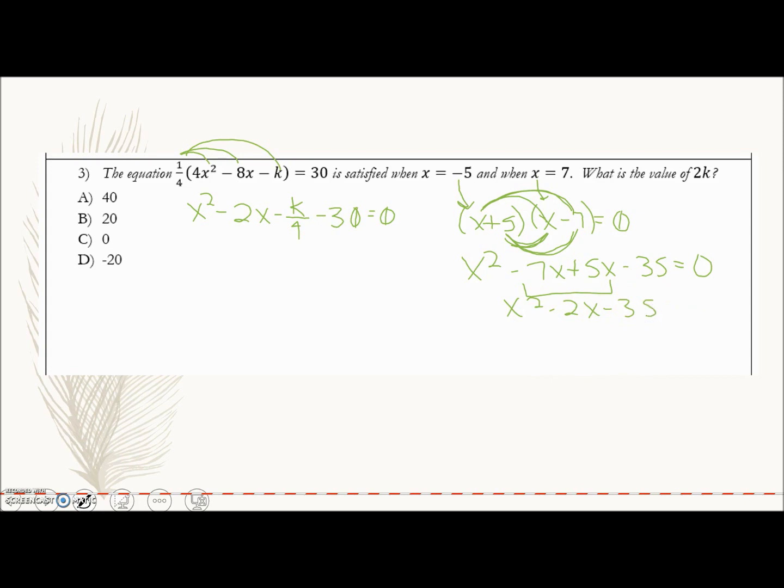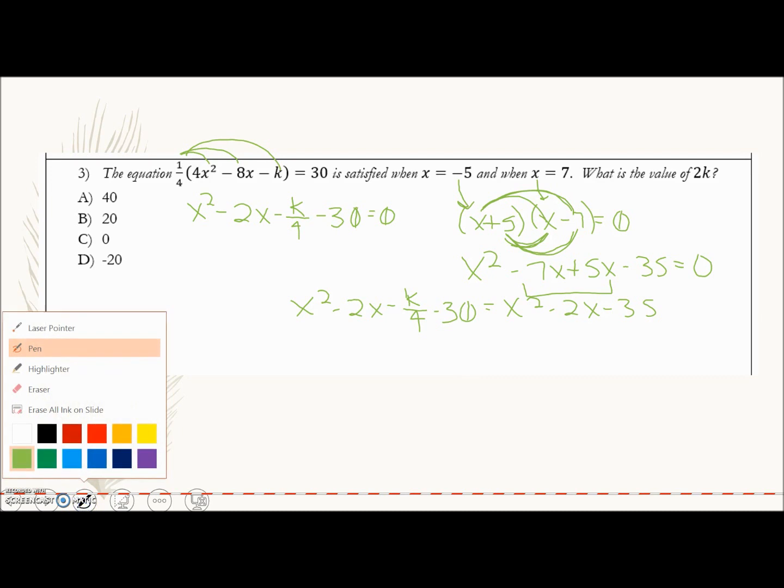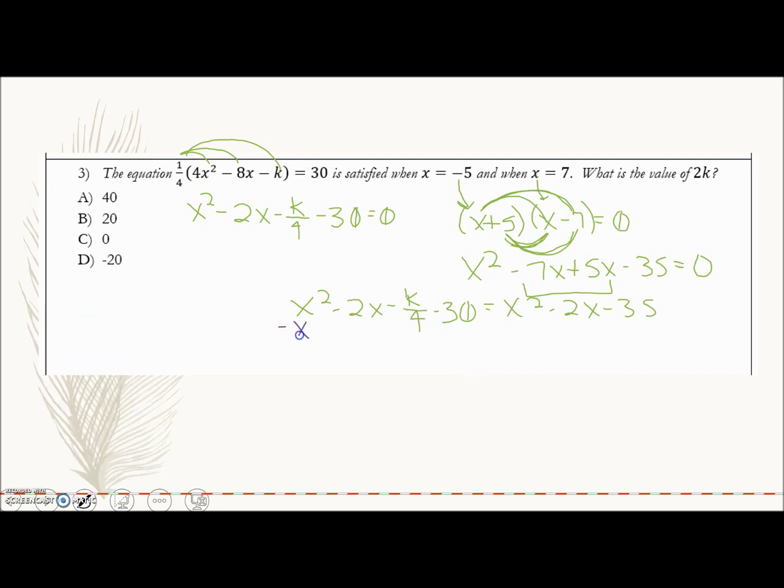Since that equals 0 and the other one equals 0, I'm just going to set them equal to each other. So that's x squared minus 2x minus k over 4 minus 30. It may seem like a lot of work, but this stuff is going to clean up pretty nicely. When I subtract over this x squared, all these x squareds will cancel. Same with this 2x. When I add over this 2x, both of those cancel. So I've already cut down my equation a good bit.